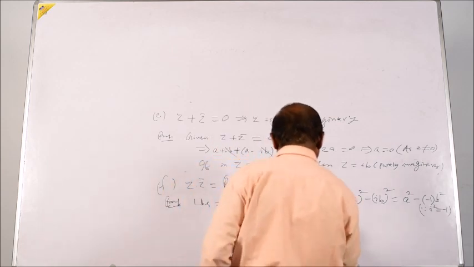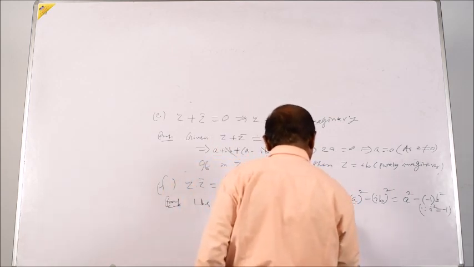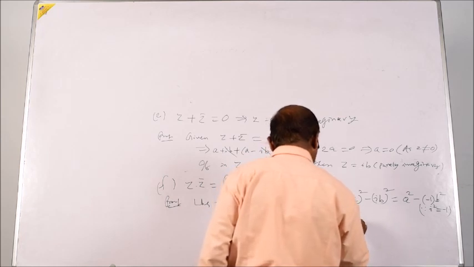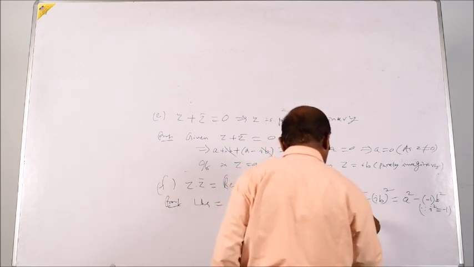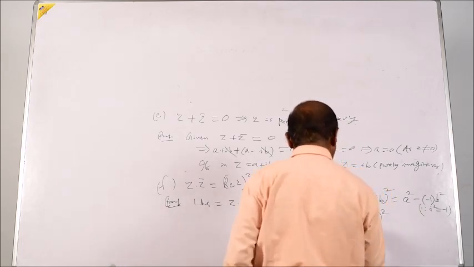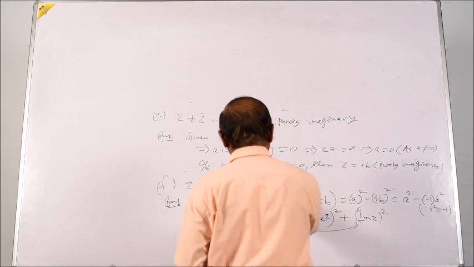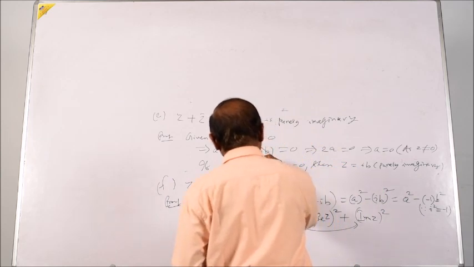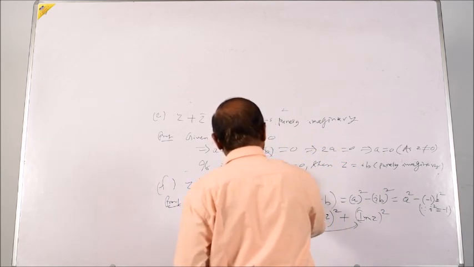But what is that? This is the real part of z squared plus this is the imaginary part of z squared. This is the real part of z, and this is the imaginary part of z. So, it is proved.